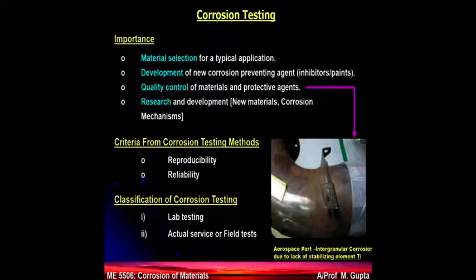So let's start with the corrosion testing. Four important points why we want to do the corrosion testing. The first is material selection for a typical application. For any given application, you have to understand what is the atmosphere, and you have to choose the material which is most compatible with that kind of atmospheric condition.